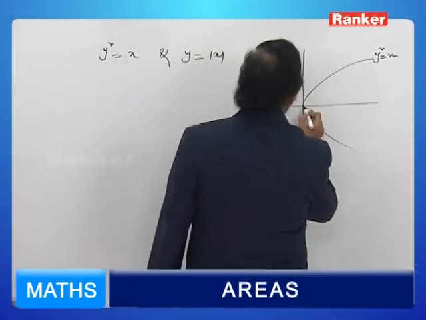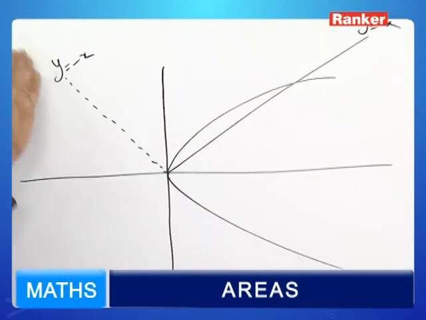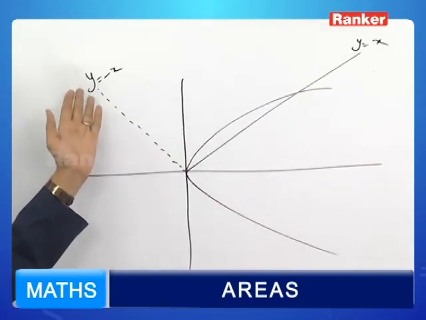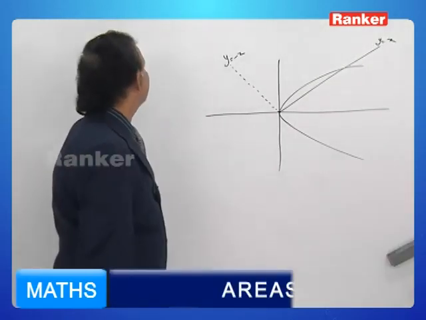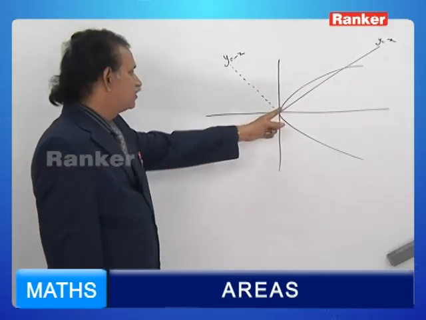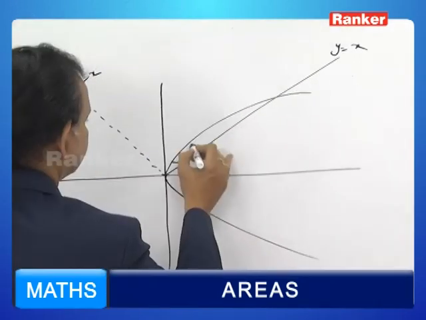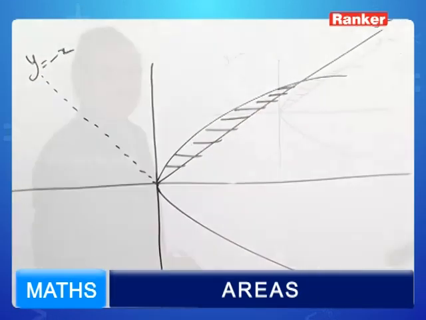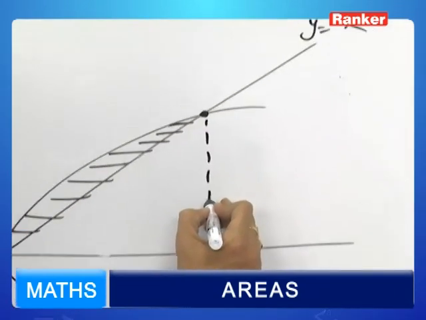So, the graph of y is equal to mod x is this V-shaped diagram. Luckily, we are not at all interested to deal with this because it has no intersection at all with y square is equal to x except this point. Therefore, the required area is this. And to evaluate this area, we must be knowing this point.